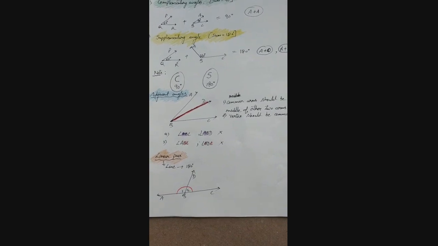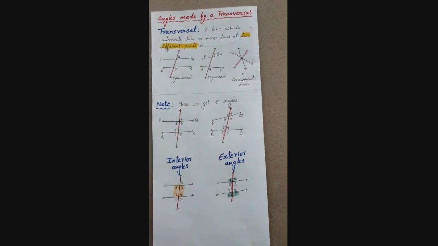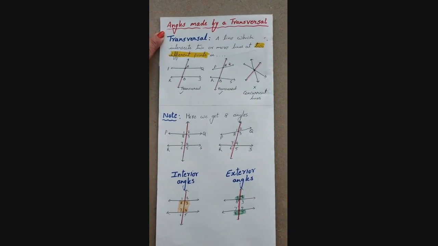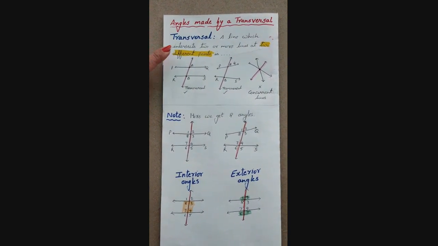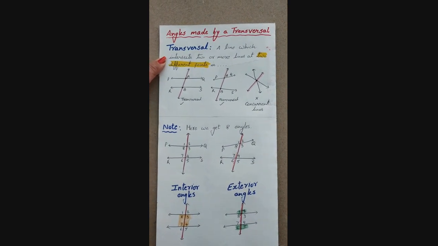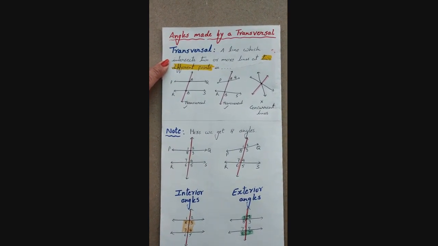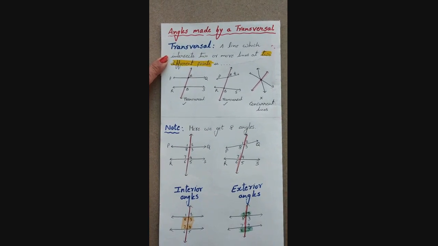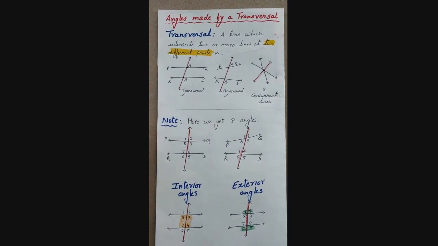Now my today's topic is angles made by a transversal line. Before starting that, let us see what a transversal is. A line which intersects two or more lines at two different points is called a transversal line.